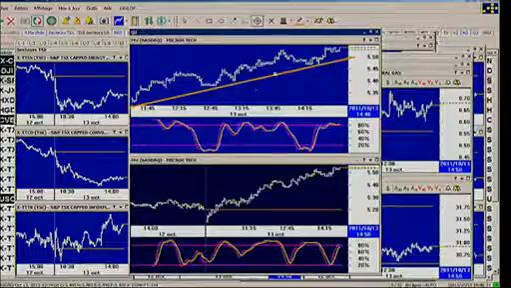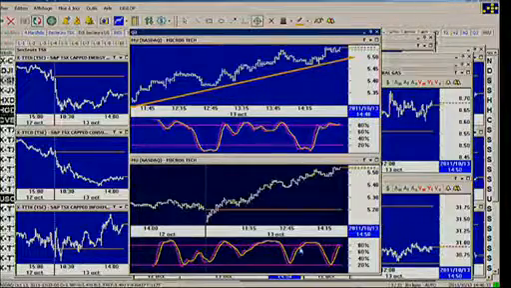What we're going to do is take two graphs, one in a 2-minute bar chart and one in a 5-minute bar chart. We're going to add the stochastics and help determine how and where the ideal entry point is. We're going to look at Micron Tech. This is the 2-minute bar chart, and this is the 5-minute bar chart.